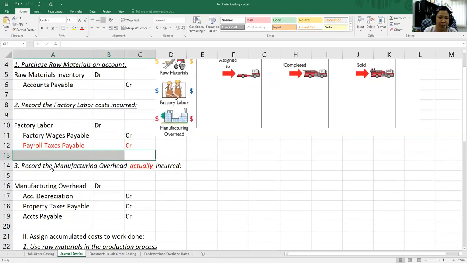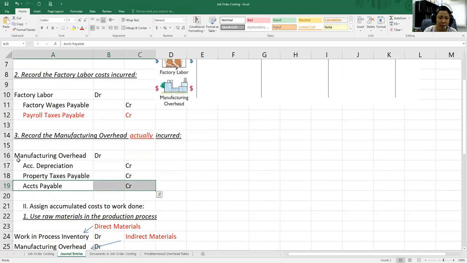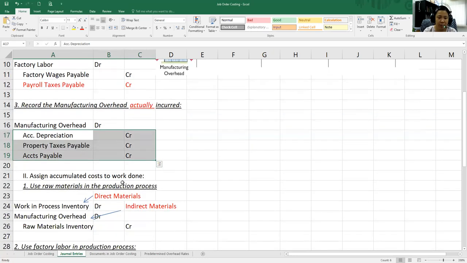Now, the third journal entry happens when we have the actual manufacturing overhead costs incurred. At the end of the accounting period, we will know how much the actual manufacturing overhead incurred is. We will debit manufacturing overhead and credit accumulated depreciation, and also credit property taxes payable or accounts payable. These are the accounts that we credit. Actually, it depends on the question that is given to us.